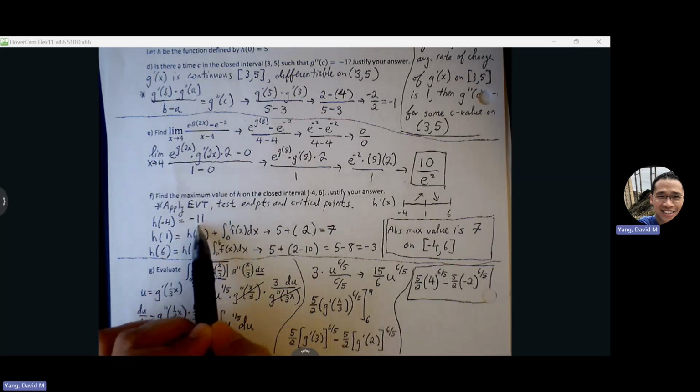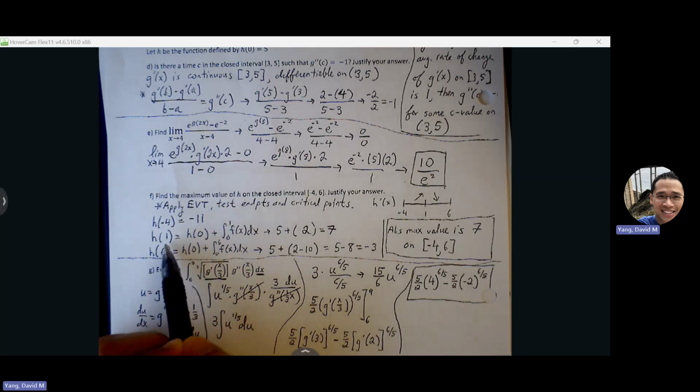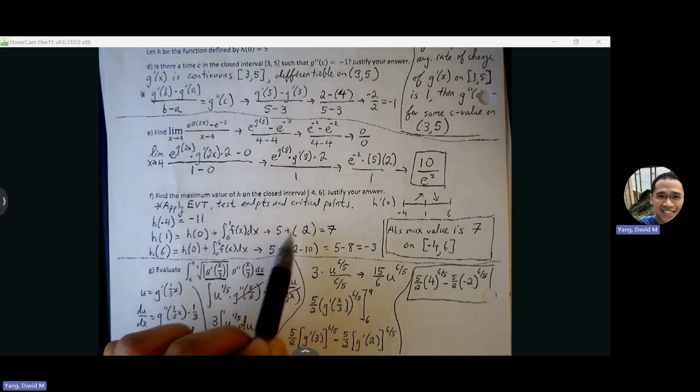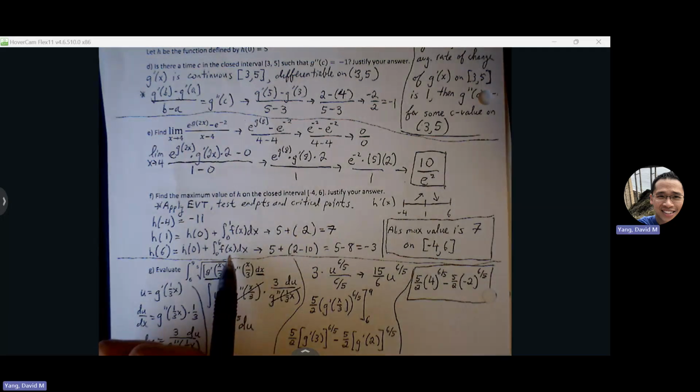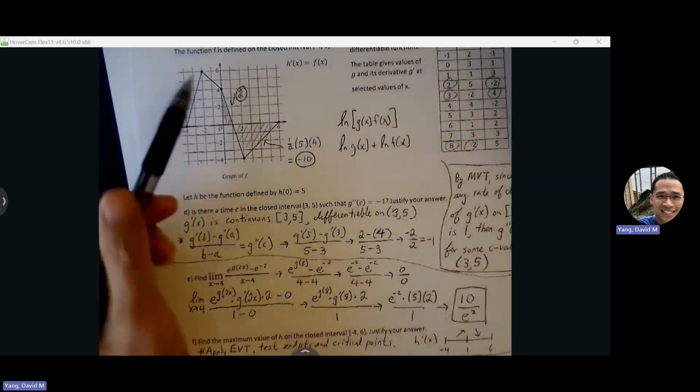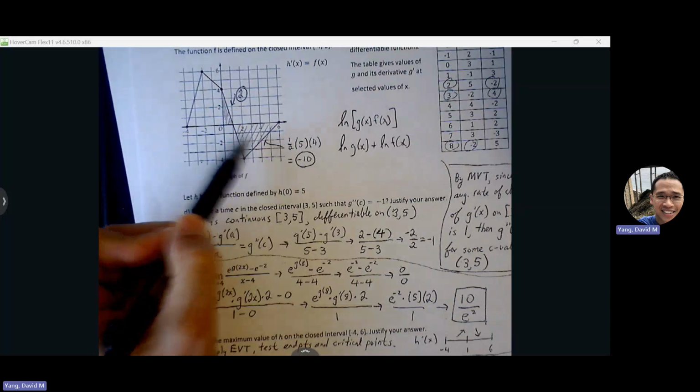We already have h of -4 from the previous page, so we can carry that over to -11. Next up, I want to find h of 1, and I also want to find h of 6. So h of 0 plus the displacement from 0 to 1. The area, the triangle area from 0 to 1 is 2. And then the area involved from 0 to 6 is the triangle plus another triangle, but it's below the x-axis, so we do 2 minus 10.